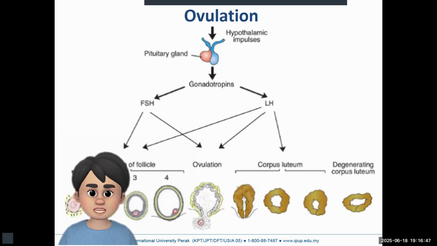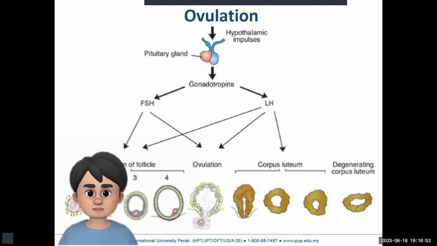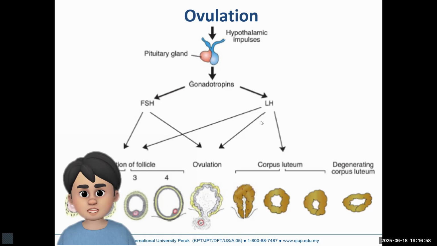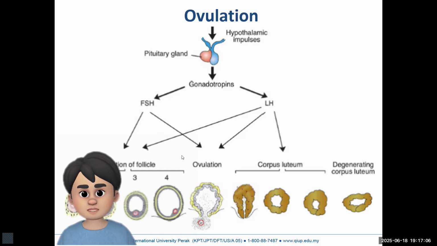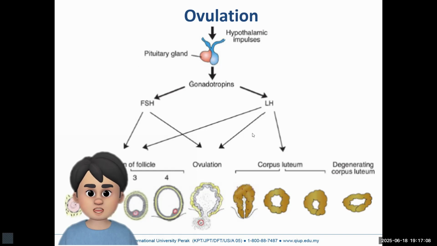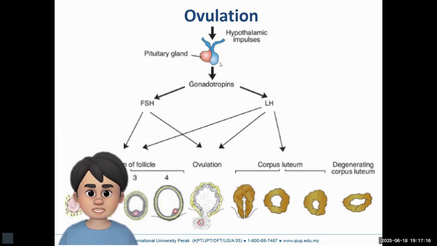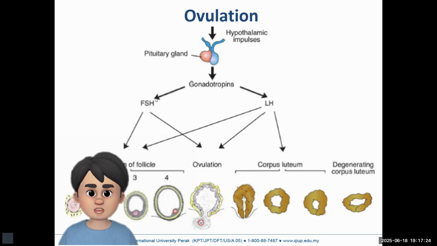Next one, this is the hormonal regulation of ovulation. Hypothalamus impulse, the pituitary gland, gonadotropin. So you get FSH and LH. You can see here, FSH and LH both work on maturation of the follicle, ovulation, and the corpus luteum. Now you need to understand, if you have some problem in the pituitary gland or hypothalamic impulses, what will happen?